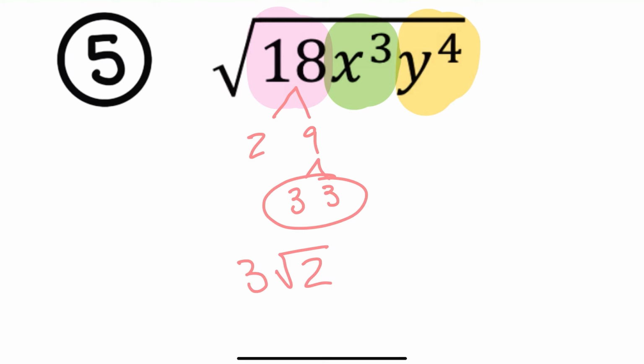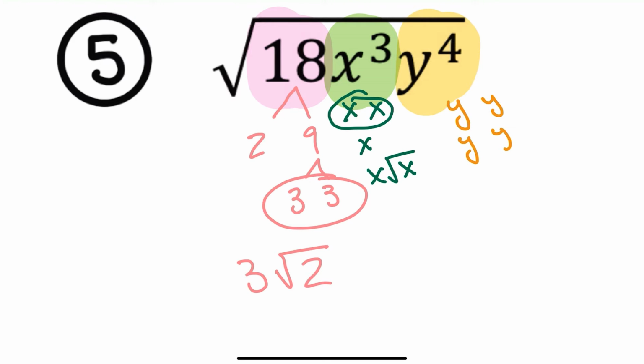All right, let's keep going. I have my x to the 3rd power next. So I know that means I have 1, 2, 3 x's multiplied by each other. I'm going to look for my pair, and then it looks like I have 1 extra. So I have 1 pair coming out, and then 1 that's left inside of my radical. I have my y next, so I have 1, 2, 3, 4 y's. So I'm going to circle those pairs. I have 2 pairs of y's, so I'm going to have y squared.